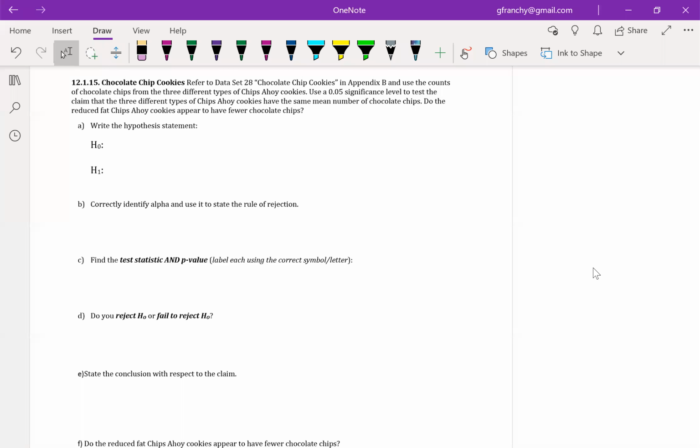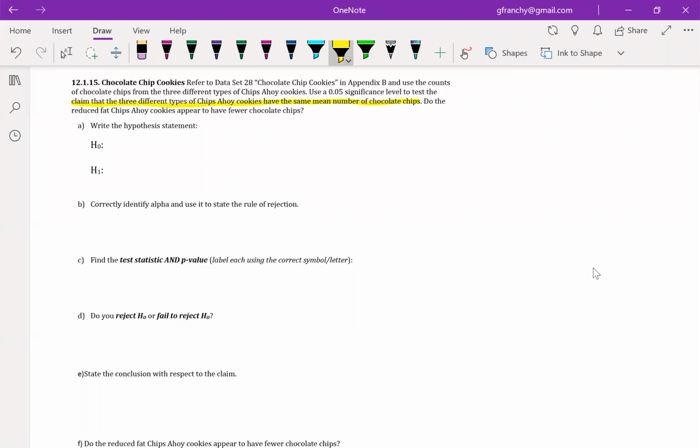So exercise 15 out of 12.1, refer to data set 28 on the chocolate chip cookies in Appendix B and use the counts of chocolate chips for the 3 different types of Chips Ahoy cookies. Use a 0.05 significance level to test the claim that the 3 different types of Chips Ahoy cookies have the same mean number of chocolate chips. And then they ask, do the reduced fat Chips Ahoy appear to have fewer chocolate chips? Well, I'm assuming they mean fewer compared to the other 2 types there.